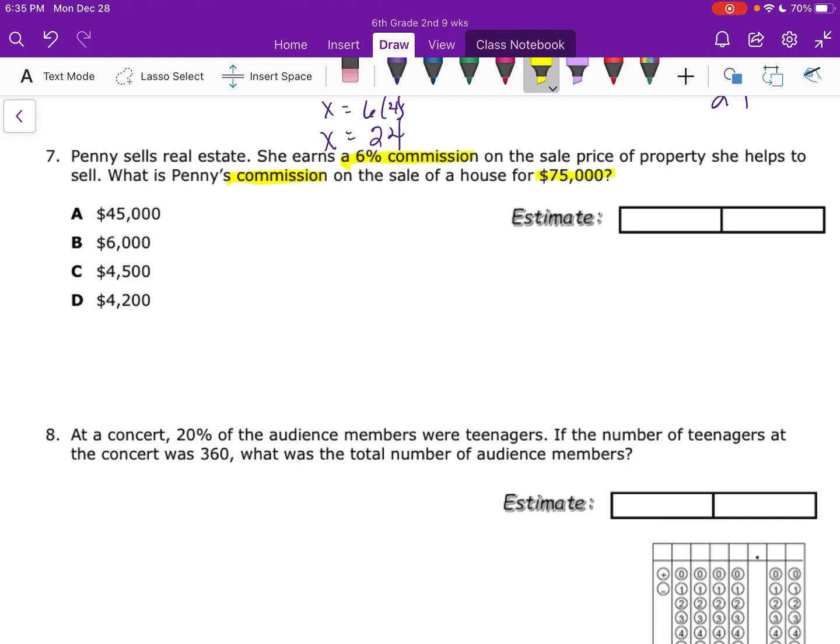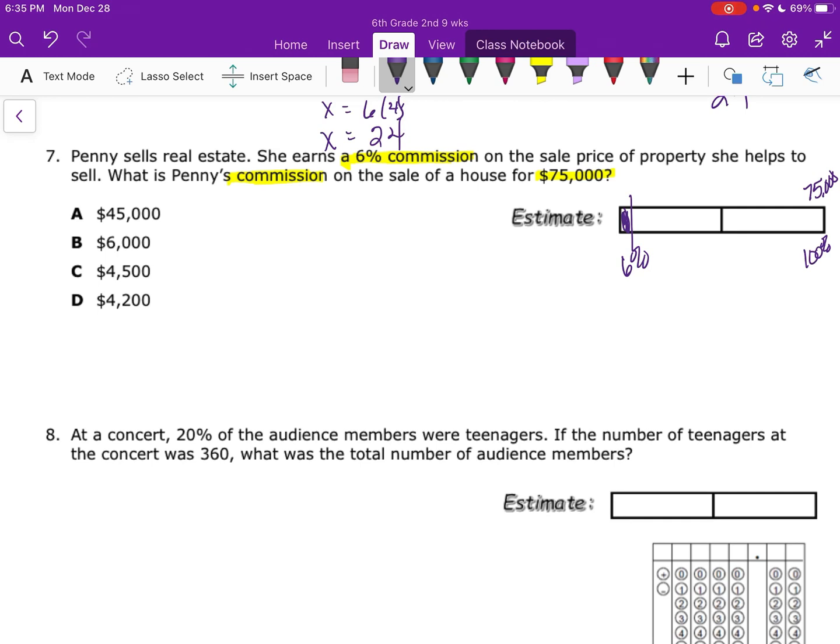And on a house that sells for $75,000. Okay, so the $75,000 is going to be the total. That's our 100%. And she's only getting 6%. So 6% is super tiny, right? It's just this little part right here. So it's going to be a very small amount.